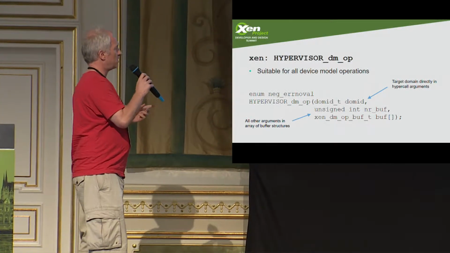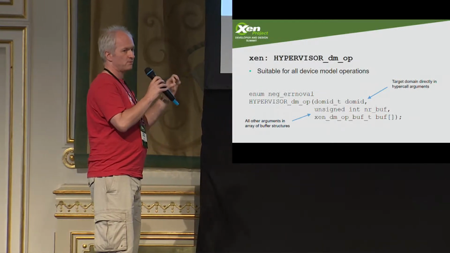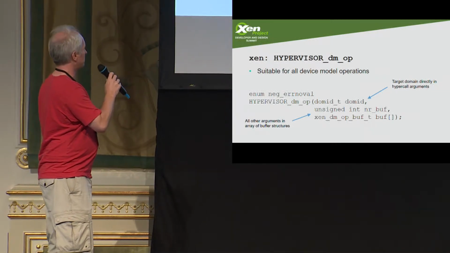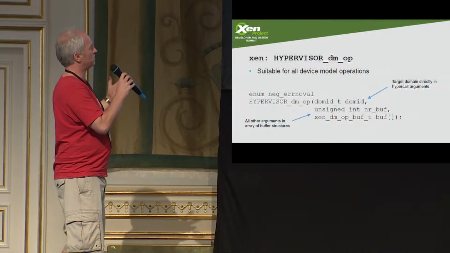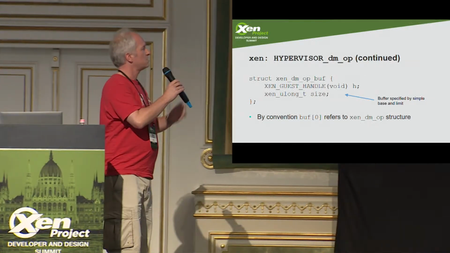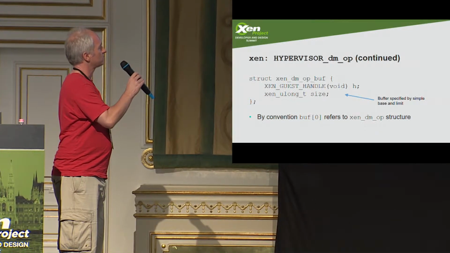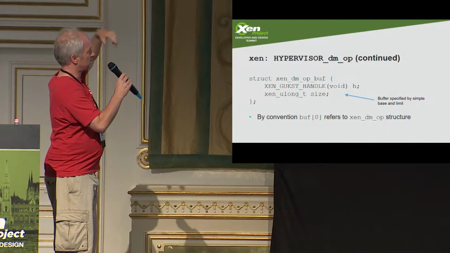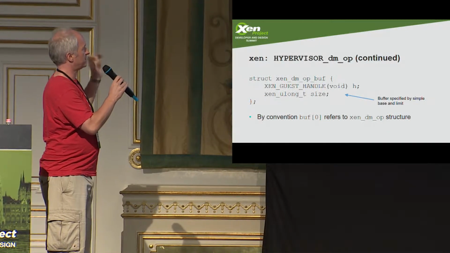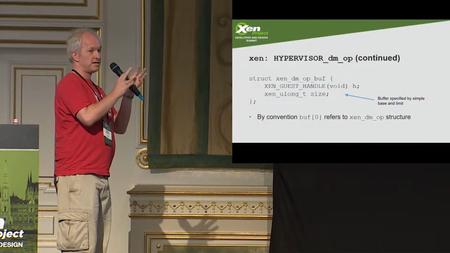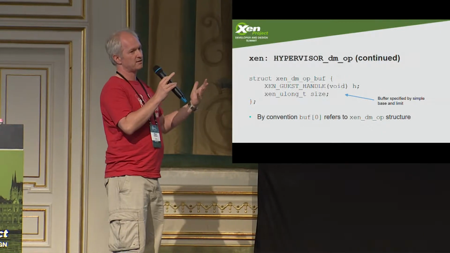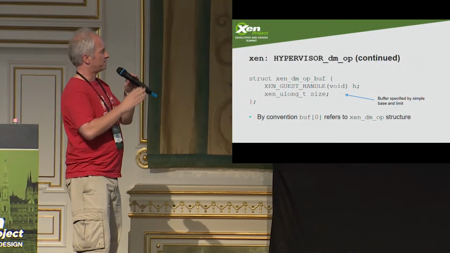Important things about the hypercall: the target domain ID, i.e. the domain for which the emulator is running, is a first-class argument to the hypercall itself, and all the other arguments are passed in buffer structures. A buffer structure is essentially just a straightforward base and limit. The guest handle, in this case the H is in the emulating domain, and the size is the size of the buffer. By convention, the control for an individual DMOP is passed in the 0th buffer of the array, and any subsequent memory handles are passed in subsequent buffer structures.